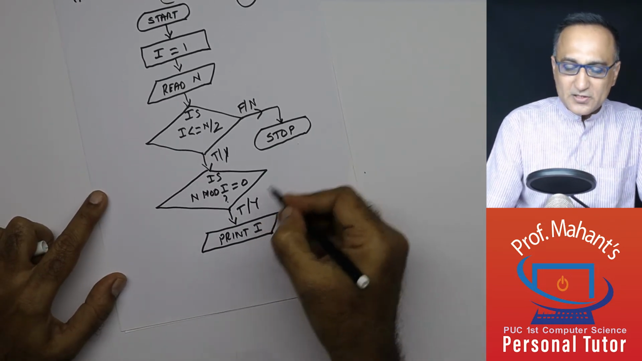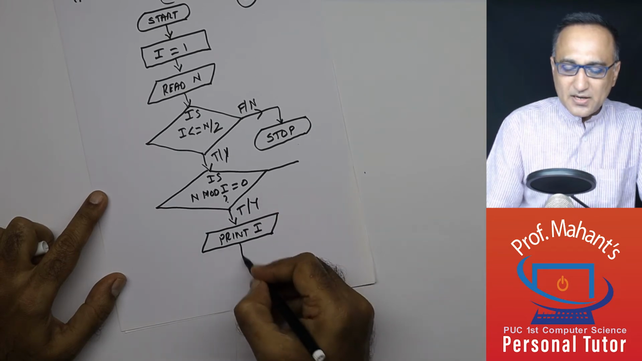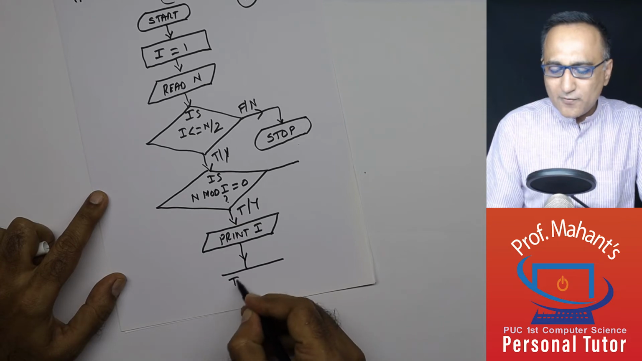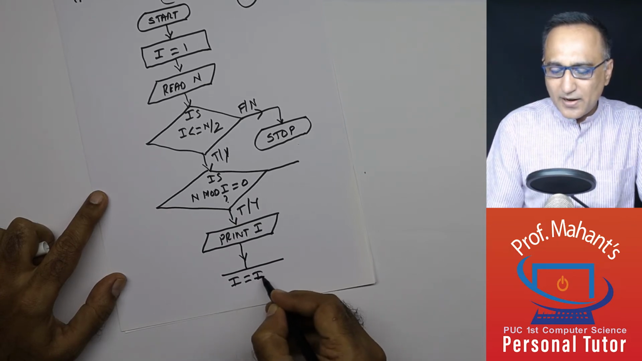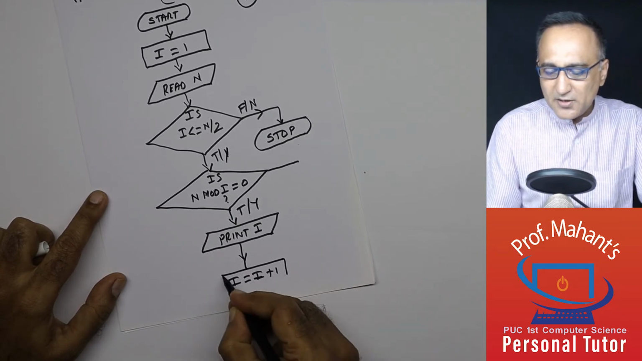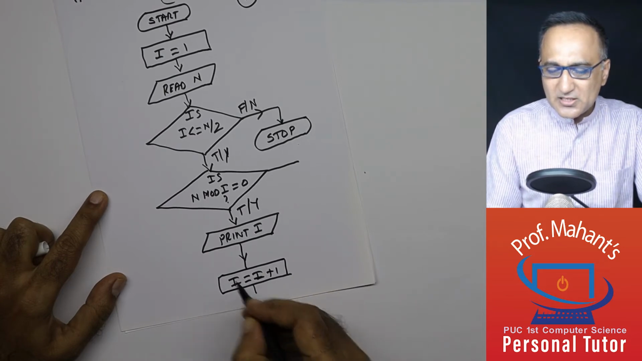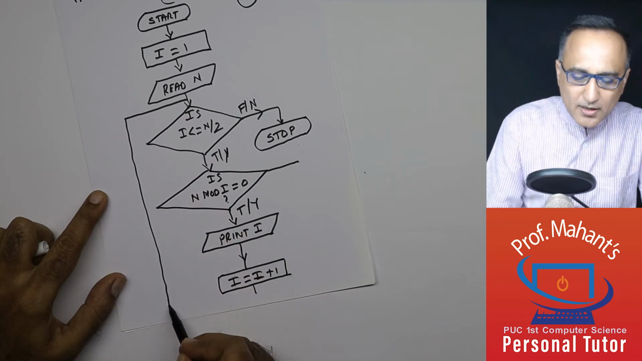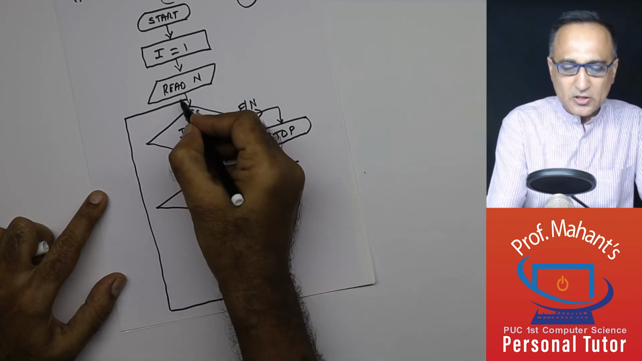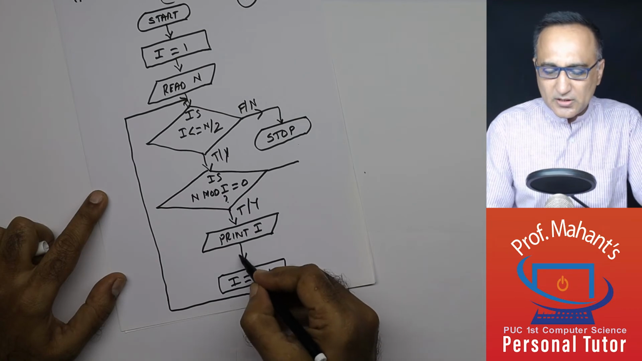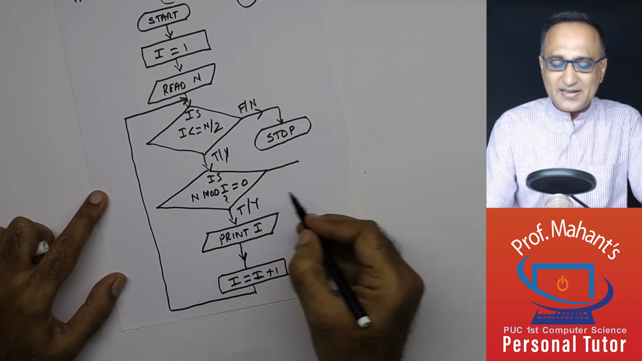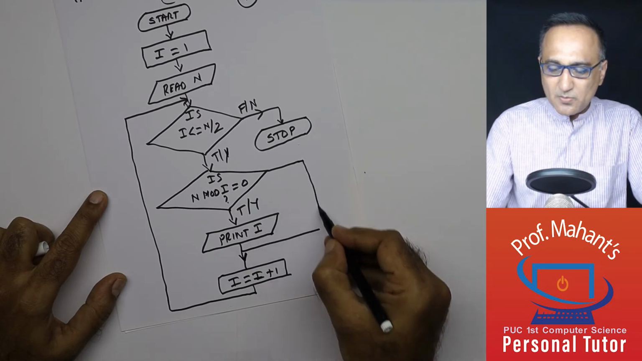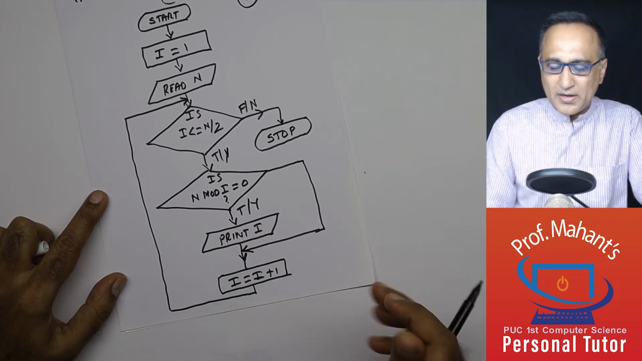And if it is false, it doesn't mean I stop. I have to come here. And whether it's true or false, I need to increase the value of i by 1, because I need to check the divisibility by the next factor. Now let me first draw and then I shall go ahead and explain this logic to you. It's quite simple, so nothing to really worry about. The reason I did this is so that you understand that whenever there are multiple decision boxes, you should not be afraid of doing it.